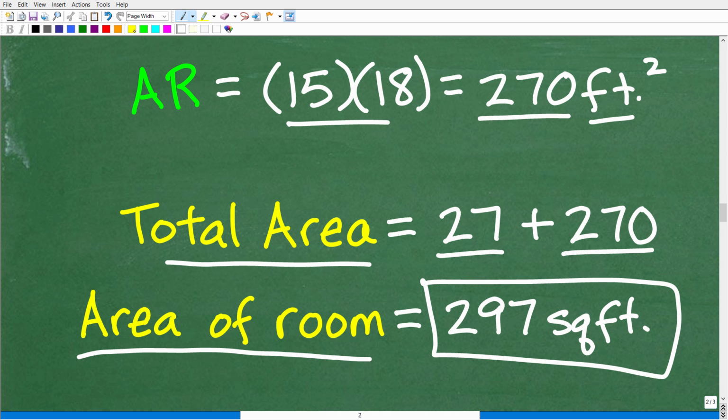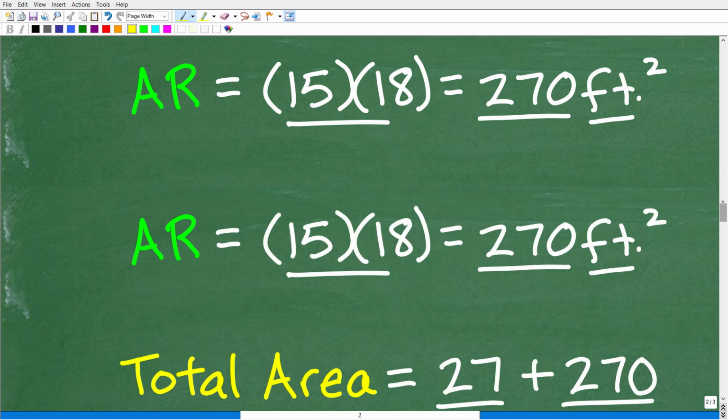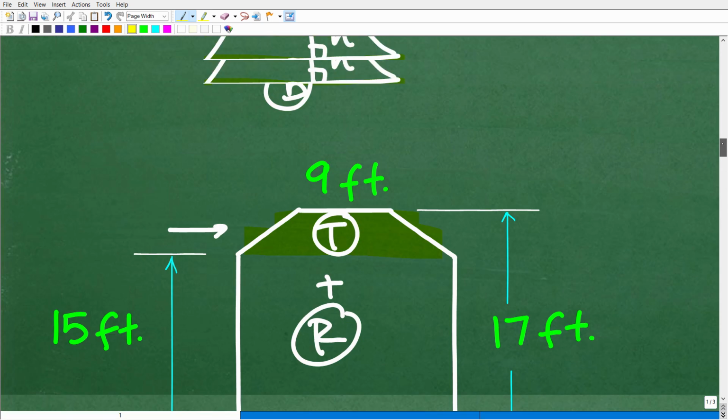All right, so hopefully the next step is super easy to figure out: the cost to carpet this room. At the cost of, matter of fact, let's go way back to the beginning of this problem.